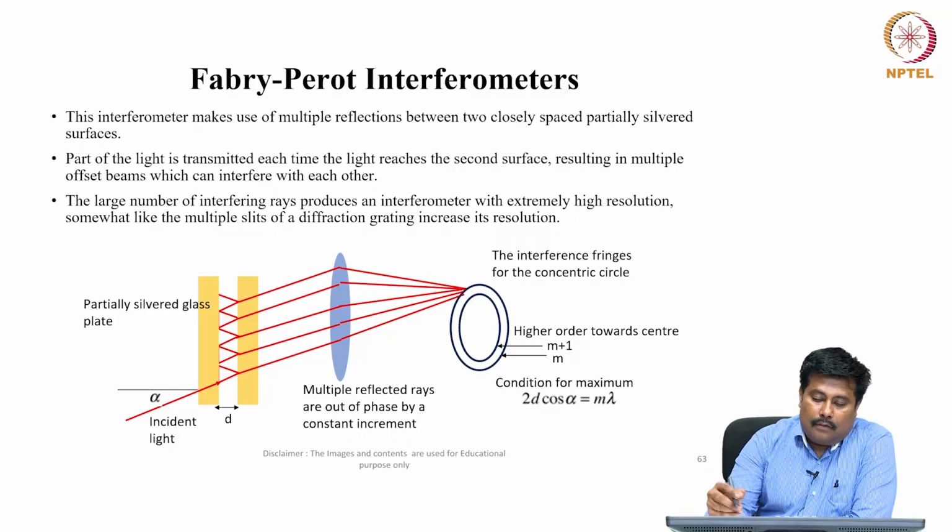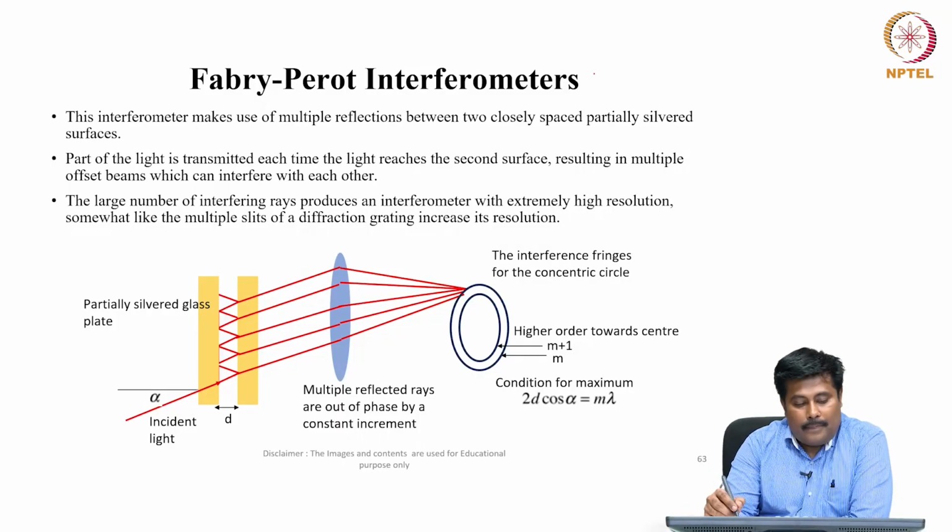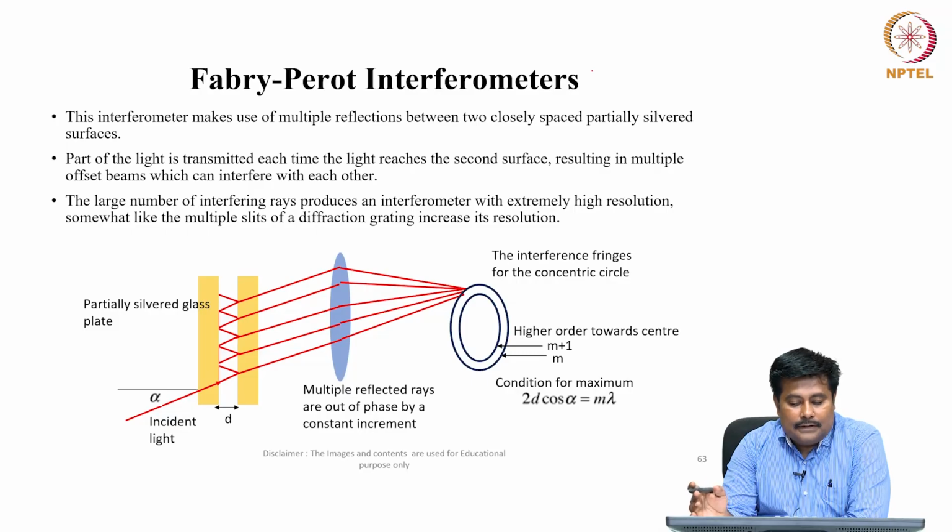Now there is one more type of interferometer, which we call the Fabry-Perot interferometer. This interferometer makes use of multiple reflections between two closely spaced partially silvered surfaces. Part of the light is transmitted each time the light reaches the second surface, resulting in multiple offset beams which can interfere with each other. The large number of interfering rays produces an interferometer with extremely high resolution, somewhat like the multiple slits of a diffraction grating increase its resolution.